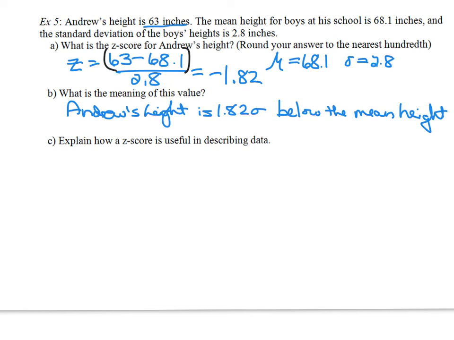And again, a z-score is going to be helpful in describing data because we can more easily compare data, even when the mean and the standard deviation don't match.